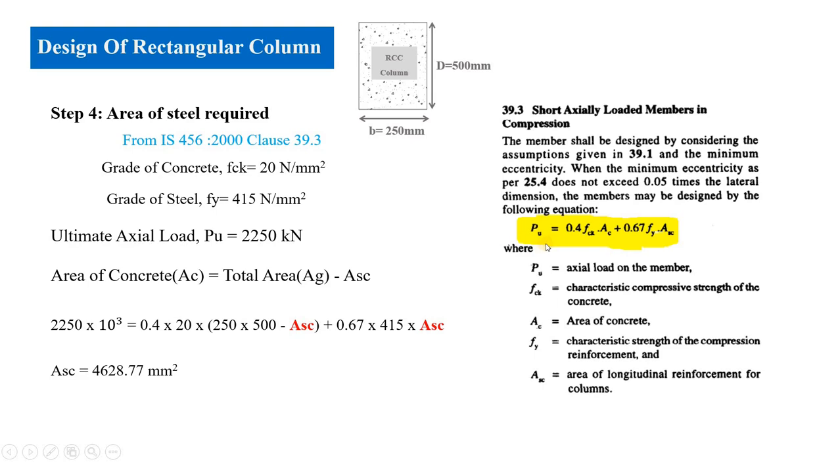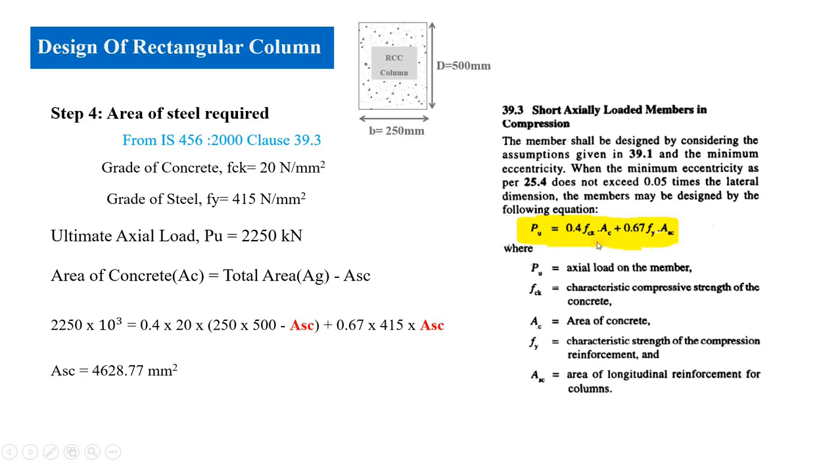To find the area of steel required, we will use this formula, which is given in IS 456 clause 39.3. Here Pu equals 0.4 fck Ac plus 0.67 fy Asc. Pu is axial load on the column. fck is characteristic compressive strength of concrete. Ac is area of concrete. fy is characteristic strength of steel, and Asc is area of longitudinal reinforcement. We have to find this Asc area.